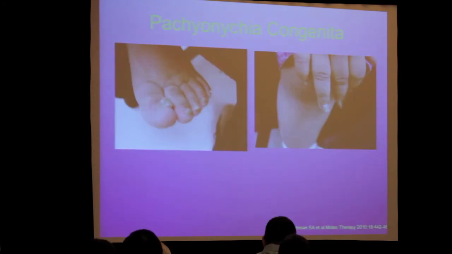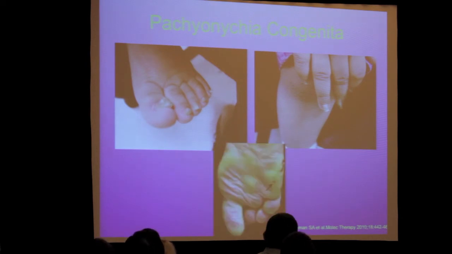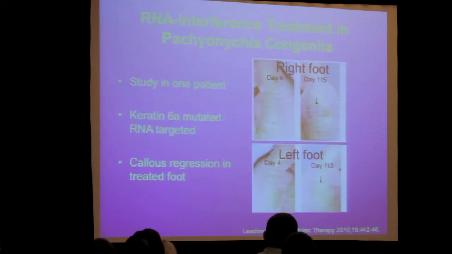So this is another disorder. It's called Pachyonychia congenita, and it's caused by mutations in keratin. And it results in thickened nails and thickened soles with calluses. And one of the first experiments testing this technology was done in a patient with Pachyonychia congenita, and she basically had a mutation of her keratin 6A.